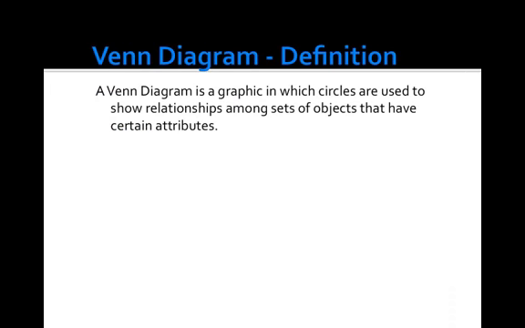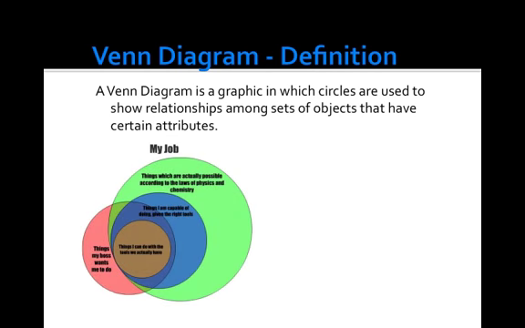Let's start off with the Venn diagram. By definition, a Venn diagram is simply a graphic in which circles are used to show relationships among sets of objects that have certain attributes. For example, here is one format of a Venn diagram where you're using circles inside of one another to show relationships, to see how things are related and look at how things are outside of it.